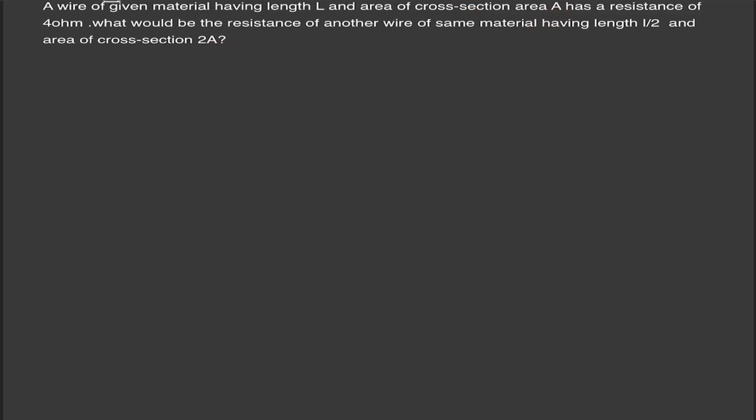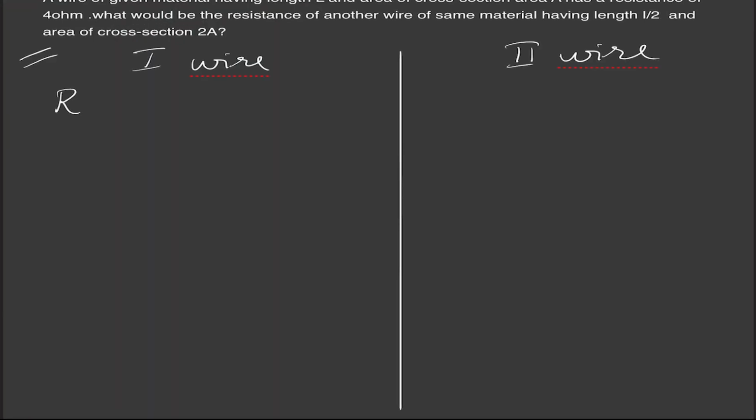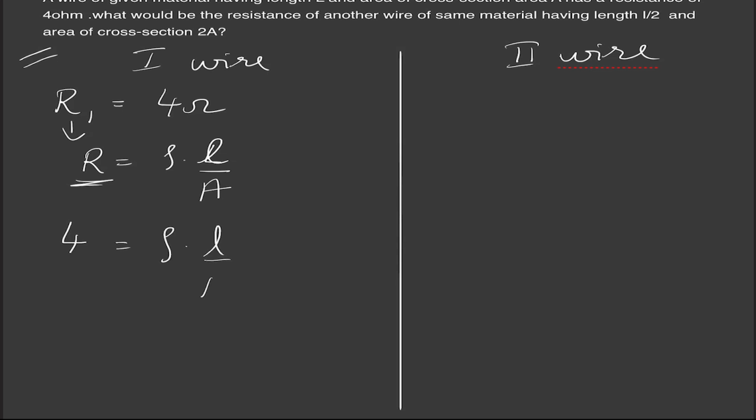First let us write down the given parameters. For the first wire, what is the resistance they have given? Let us take it as R1. We know that R1 is 4 ohm. We also know the formula for resistance, that is R is equal to rho into L by A. What is the value of R they have given? 4 ohm. So we can write that 4 is equal to rho into L by A. Let us keep this as equation 1.